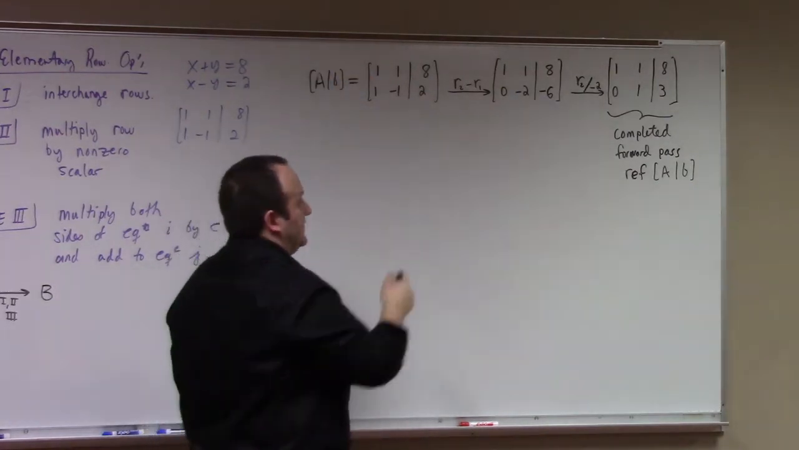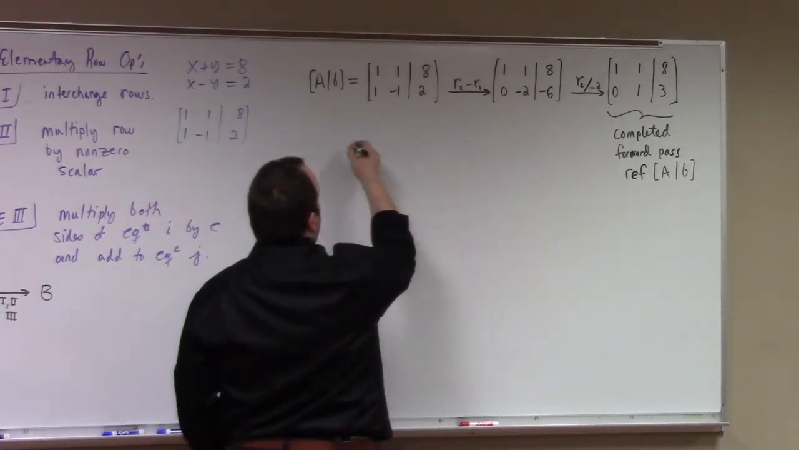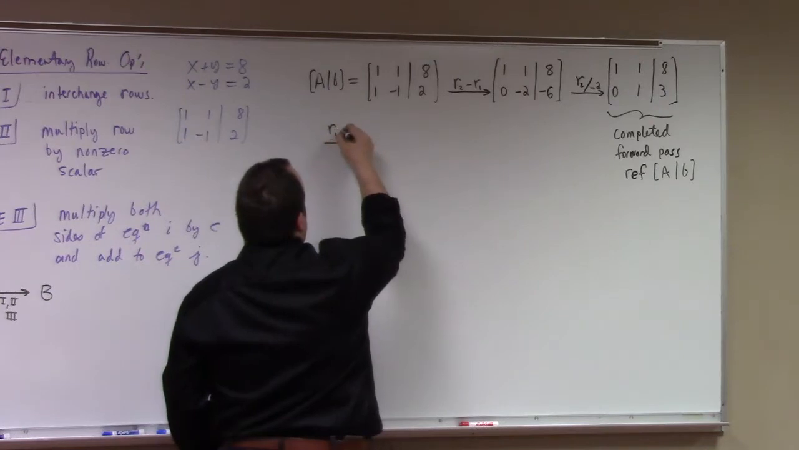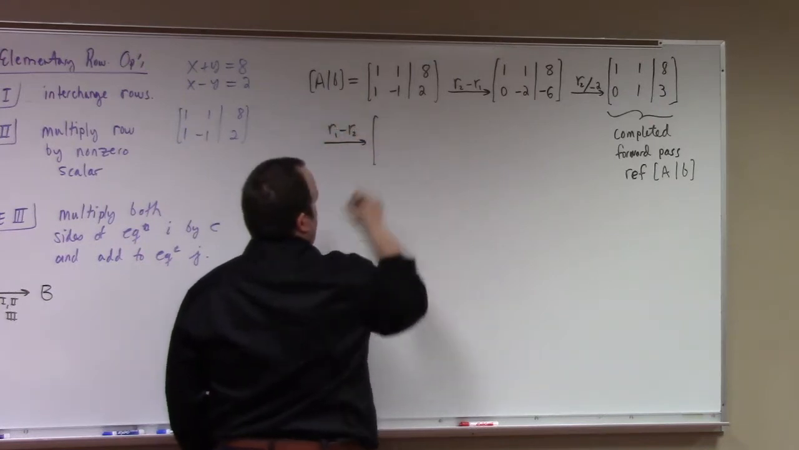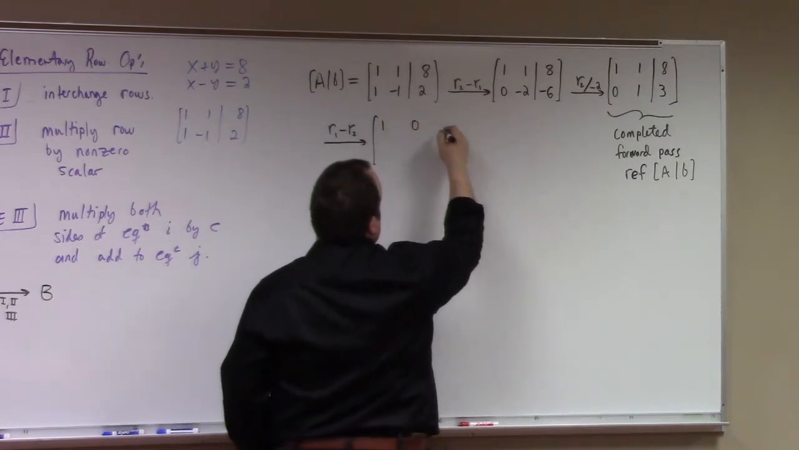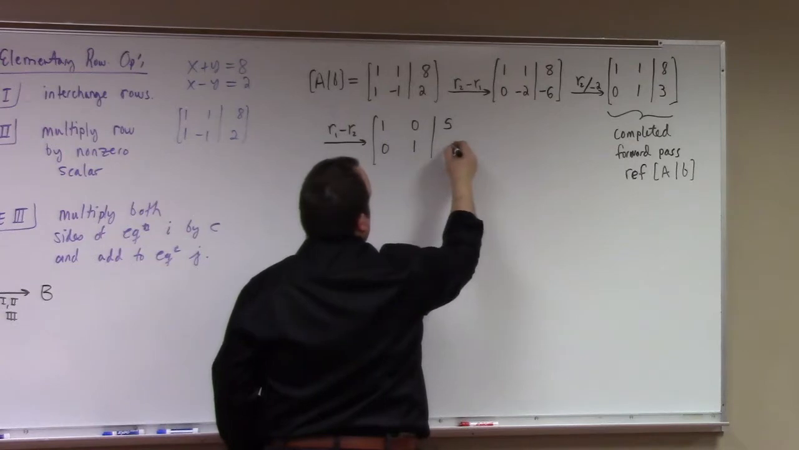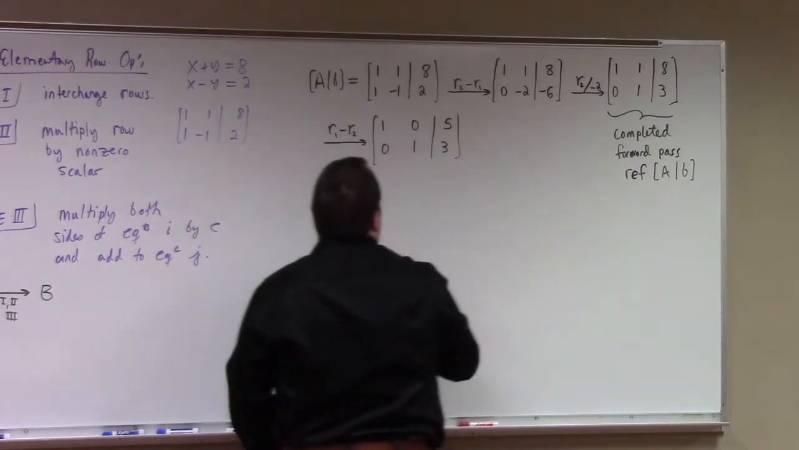But we're not done. This is not the reduced row echelon form. So the next move is to take row 1 minus row 2. So now I'm messing with row 1. So I've got 1, 0, 8 minus 3 is 5. 0, 1, 3. Now we're done.